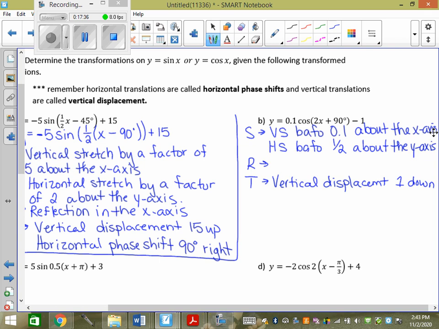But what do we have to remember to do? Take out the 2. Because they will always have the answer to you not taking the 2 out. So it's a horizontal phase shift. I'm being lazy. You can't do that. You can't go HPS on a test. 45 degrees left.